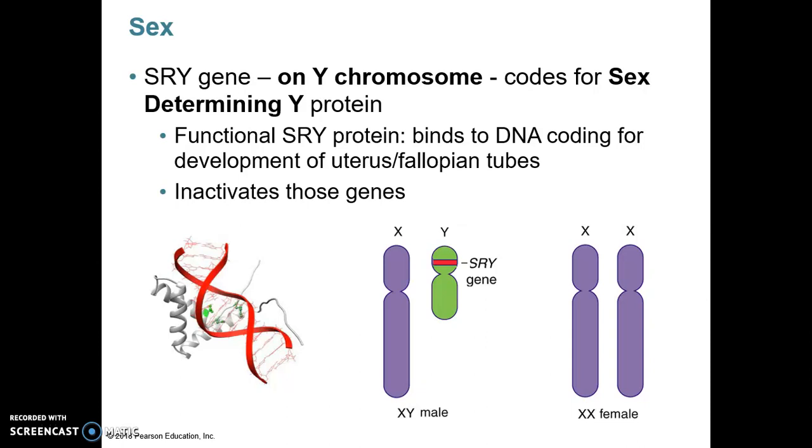And here's an image, the DNA right here. This is part of the gene for the uterus and fallopian tubes, and you can see the SRY protein right here attaching itself to that DNA, binding to that DNA, and preventing the cell from accessing the information on that DNA, and that's how it's inactivating those genes.